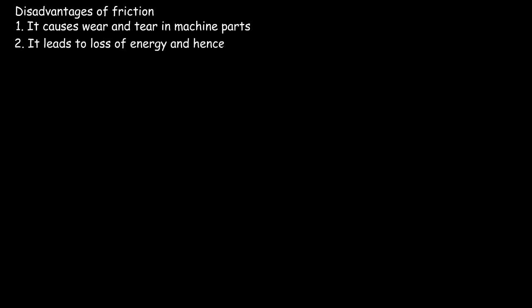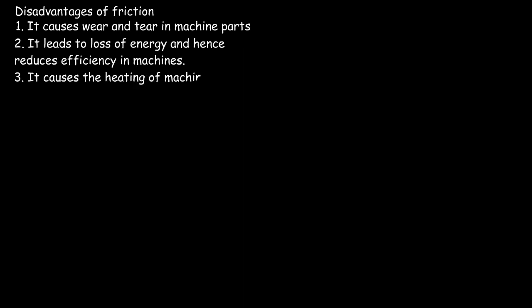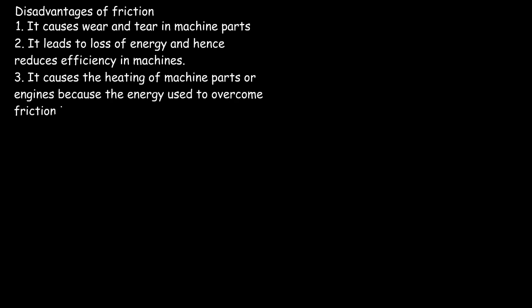Disadvantages of friction: 1, it causes wear and tear in machine parts. 2, it leads to loss of energy and hence reduces the efficiency of machines. 3, it causes the heating of machine parts or edges because the energy used to overcome friction is converted to heat. Now, what are the methods of reducing friction?